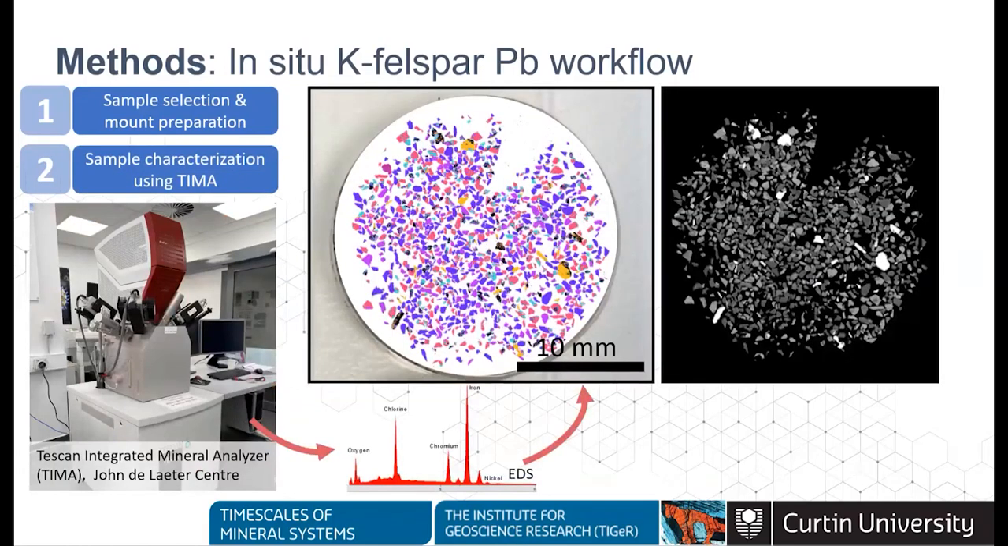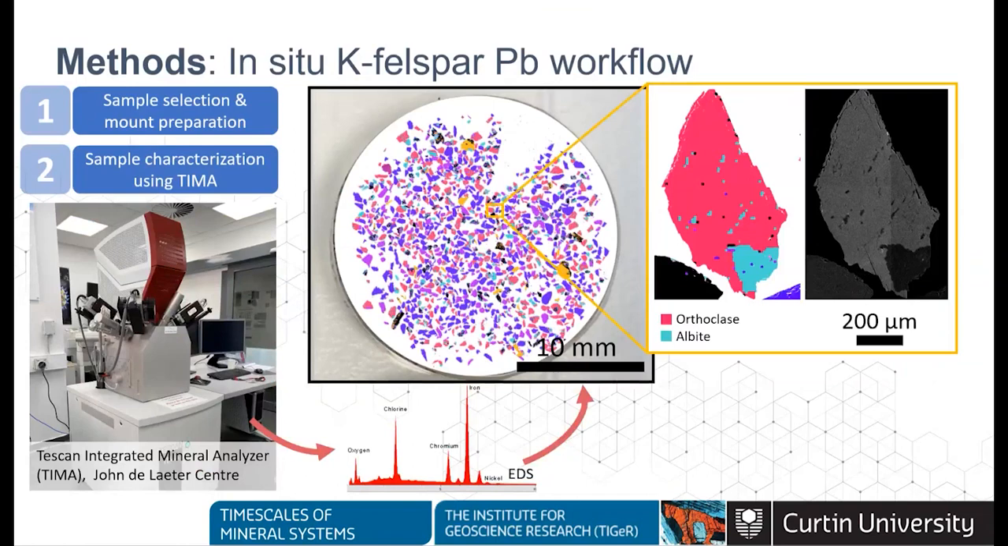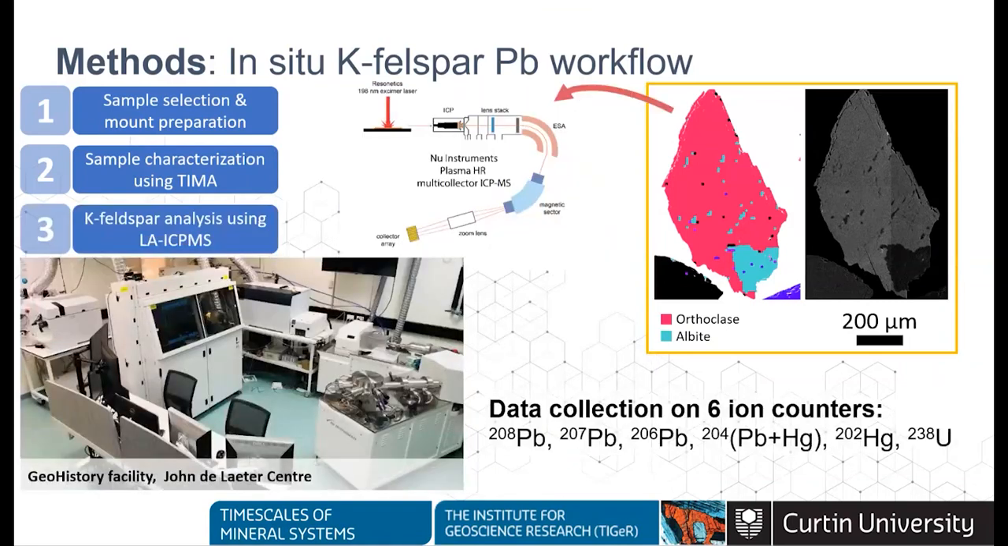We then use the TIMA to get a mineral phase map, and at the same time a backscatter electron image, which makes it super easy to identify our K-feldspar in the sample. And when we set our spots for in situ analysis, we can easily avoid things that could impair our analysis, like plagioclase, exsolution lamellae, or inclusions, or cracks, etc. Once we're happy with that and we've set our spots, they're analyzed on the new plasma multi-collector in the GeoHistory Facility here in the John de Laeter Centre.